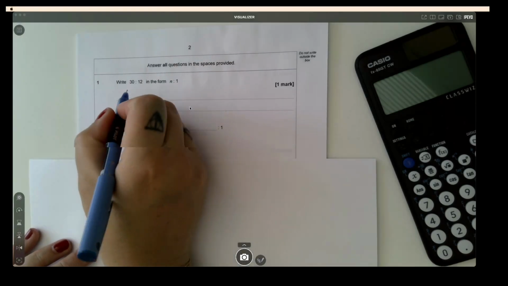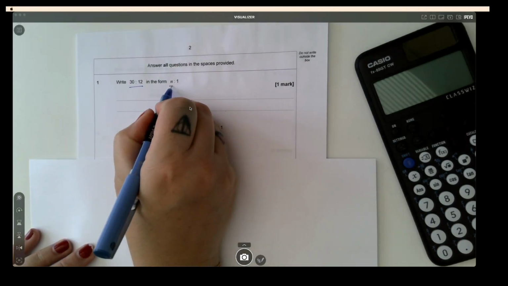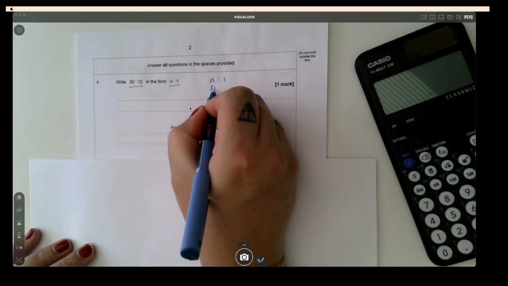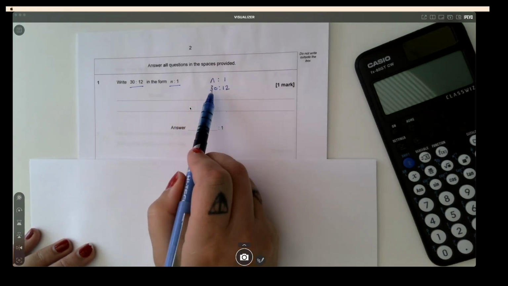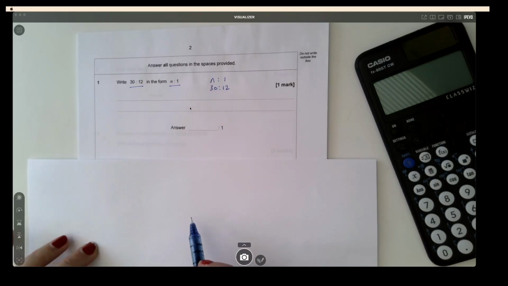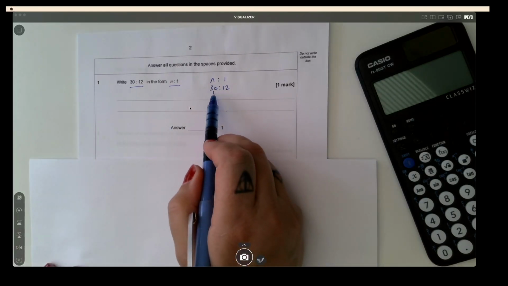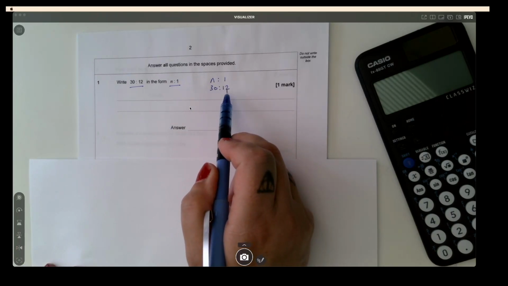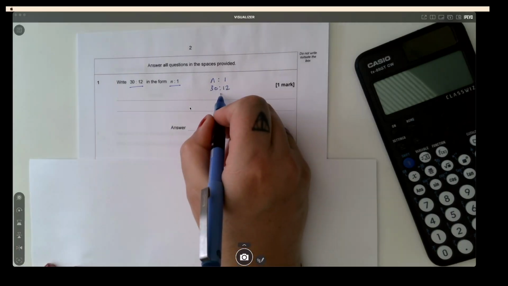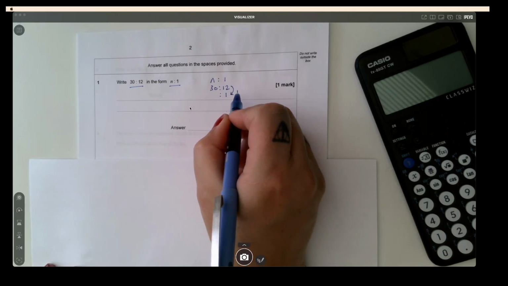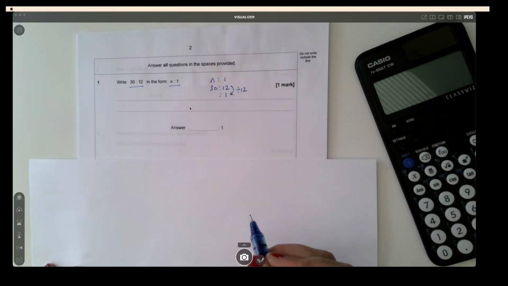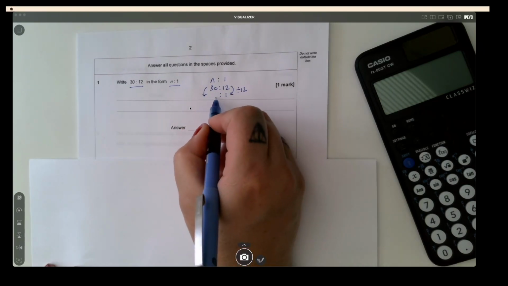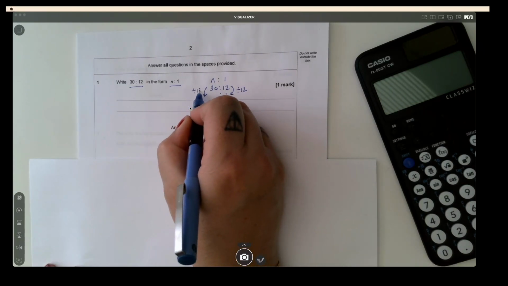Question 1. Write 30 to 12 in the form n to 1. So I'm just going to rewrite this slightly because I want to see which part of the ratio that n relates to. So n means this side of the ratio can become any value, but this side needs to become 1. So to get from 12 to 1, I need to divide by 12. So to get from 30 to whatever goes here, I also have to divide by 12.